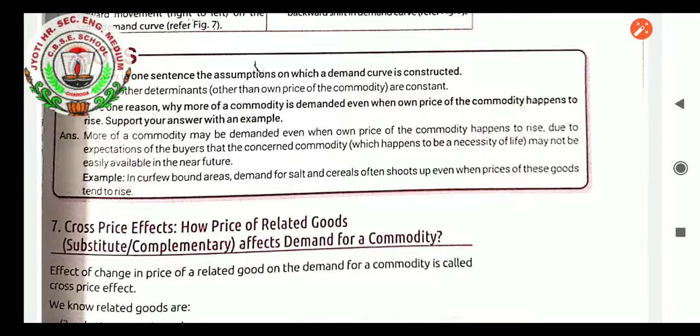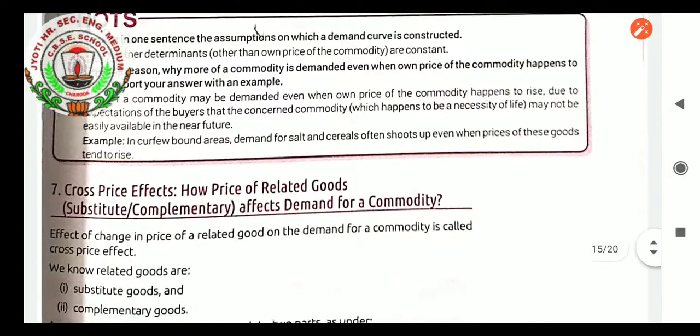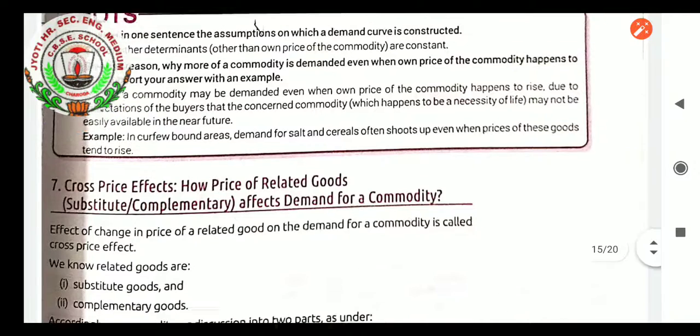More of a commodity may be demanded even when own price of the commodity happens to rise due to expectation of the buyers that the commodity, which happens to be a necessity of life, may not be easily available in the near future. Example: in curfew bound areas, demand for salt and cereals often shoots up even when prices of these goods tend to rise.